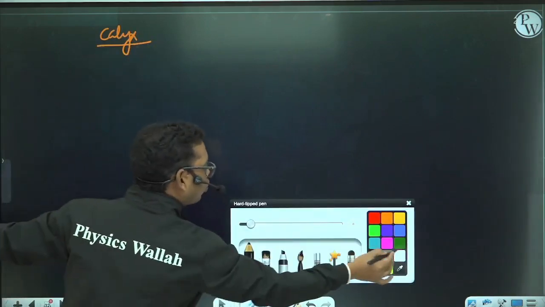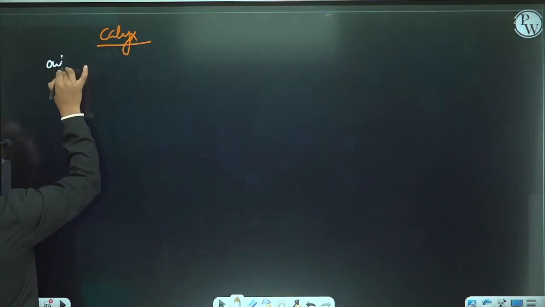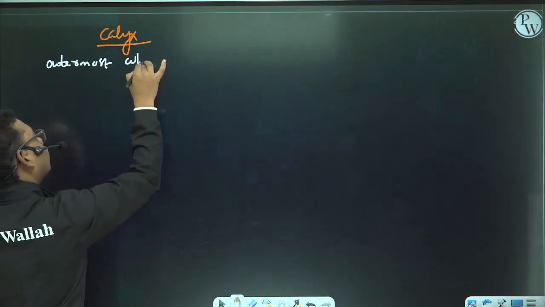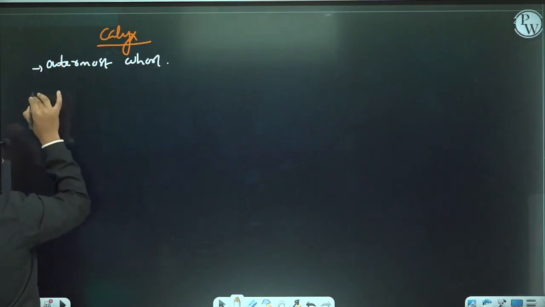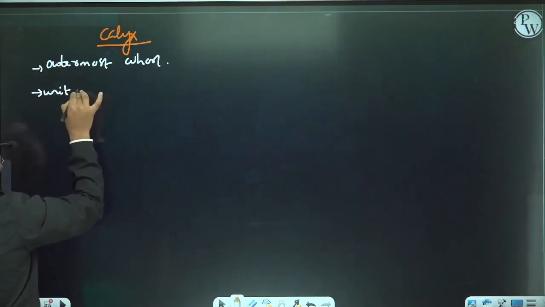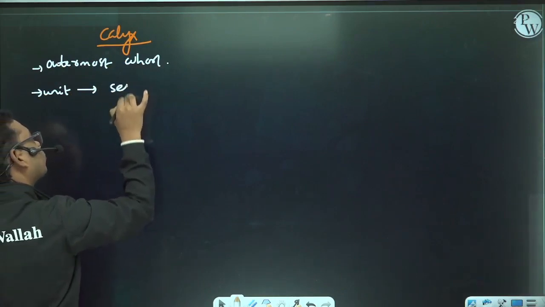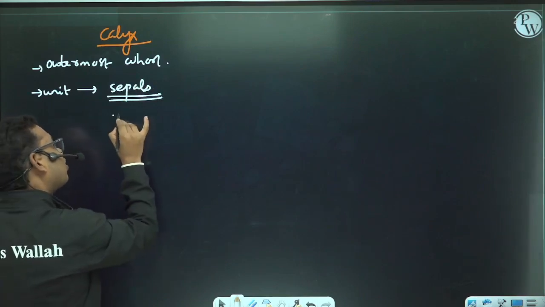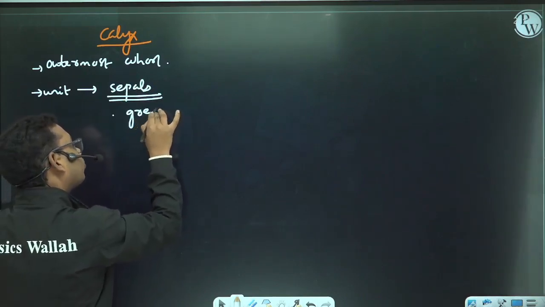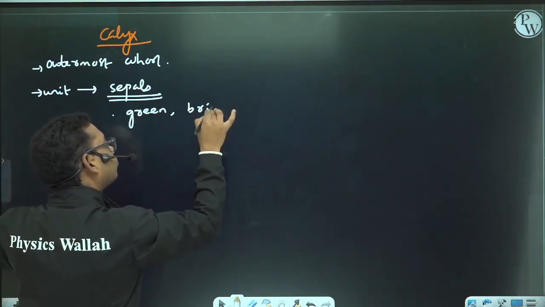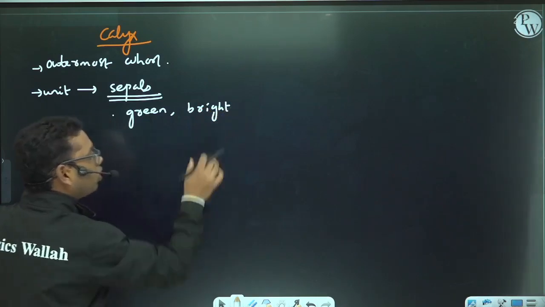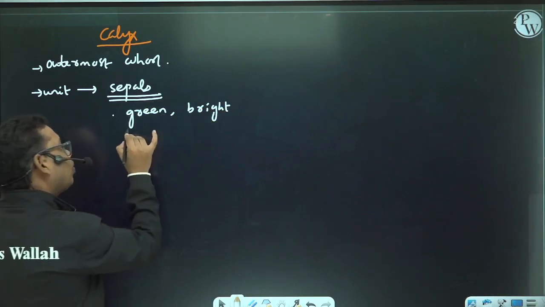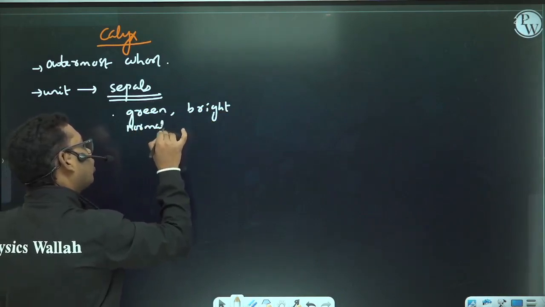Calyx, this is the outermost floral whorl. And the units of the calyx are called what? Sepals. The units of the calyx are called sepals. The sepals can be green or bright in color, and if they are bright in color, they will help in pollination, and if they are green in color, they will help in photosynthesis, and normally they are green in color.